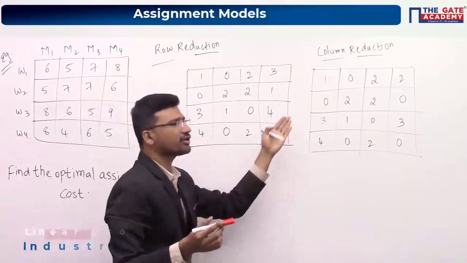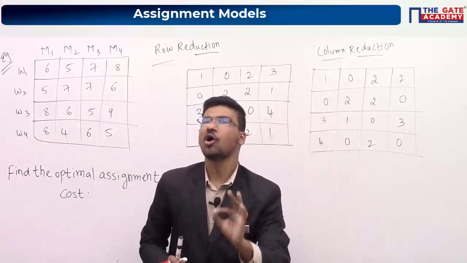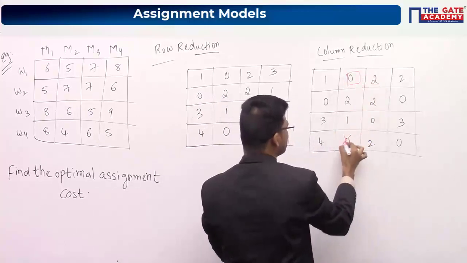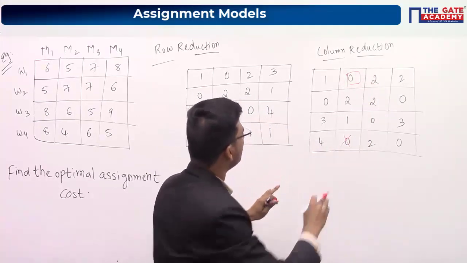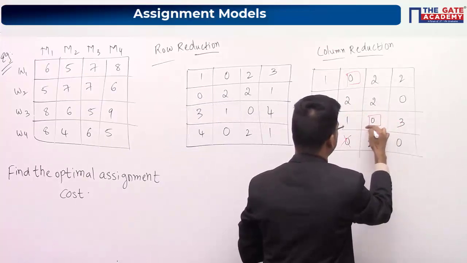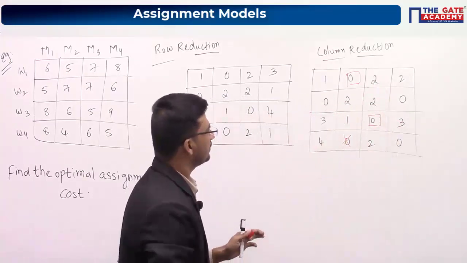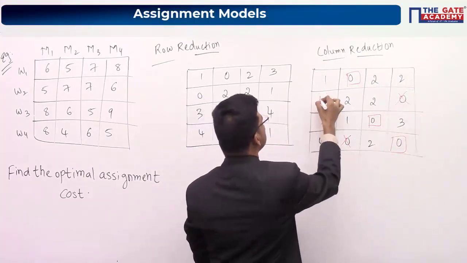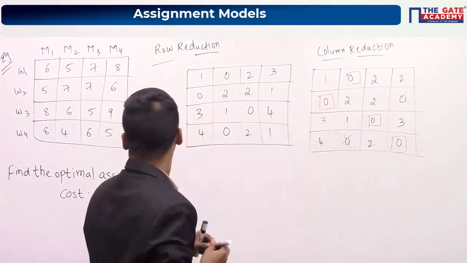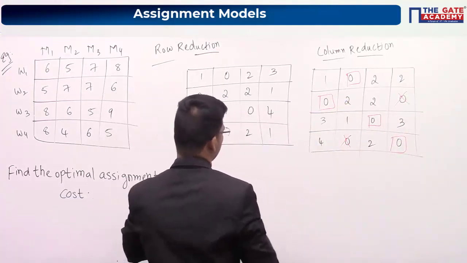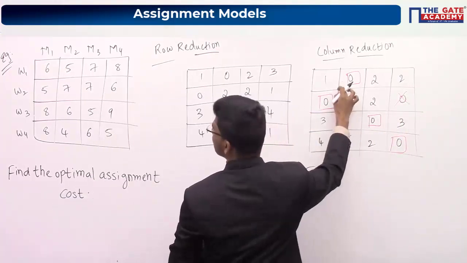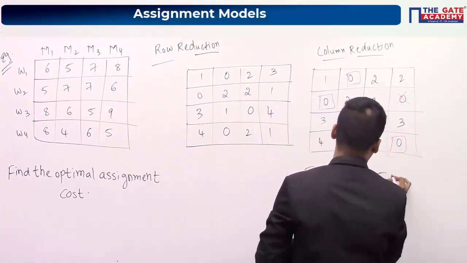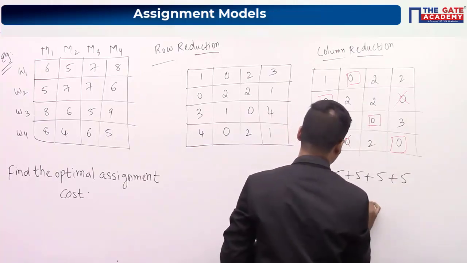Okay. So now what you have to do? You have to look for single zero rows first. This is a single zero row. Assign here. Cancel this 0. Again, any single zero row? This is a single zero row. Assign here. No other 0 to cancel. Single zero row, this one, assign here, cancel this 0. Now this is a single zero row, assign here. So what will be your total cost? Your total cost will be 5 plus 5 plus 5 plus 5. So this will be 20 rupees.